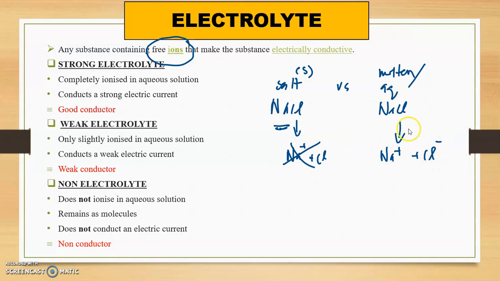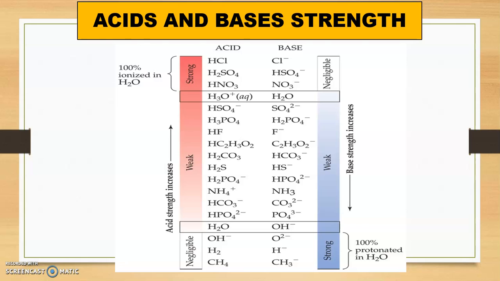Jadi, this free ion will help to conduct the current lah. Current tu bergerak, melompat-lompat. Okay. So, kalau dia strong, complete ionized, weak, slightly ionized, non-electrolyte, which is does not ionize lah. Right, and then, you ada the strength of acid and base. Untuk strength of acid and base is actually based on the ionization process. 100% ionized, it is a strong acid.